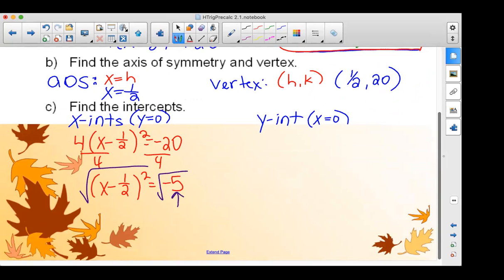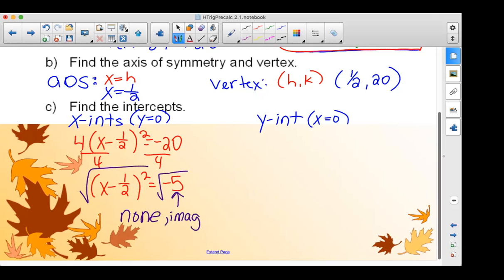What happens with that? What's the square root of -5? What's the rule with the square root of a negative number? Bridget? It's imaginary. So Bridget, if I cannot take the square root of -5 because that means it's imaginary, what do you think that means about the x-intercepts? They're not real. So they're not real. There is no x-intercepts.